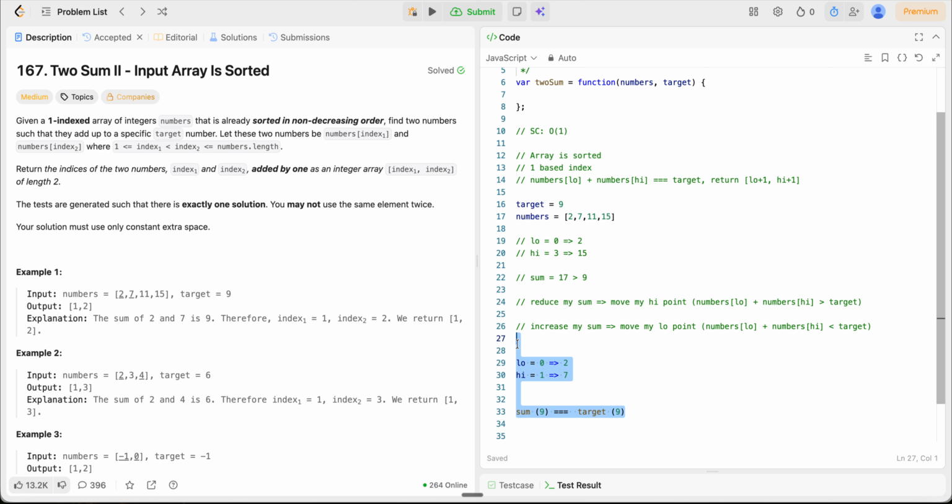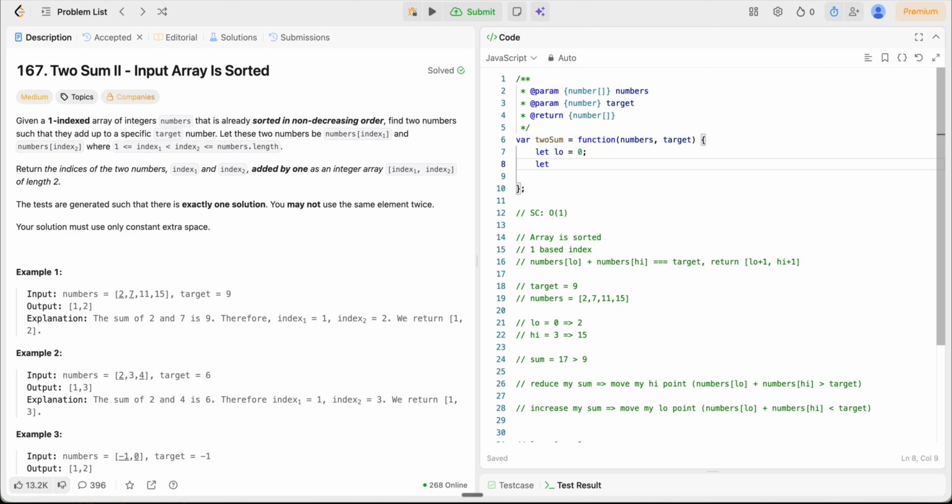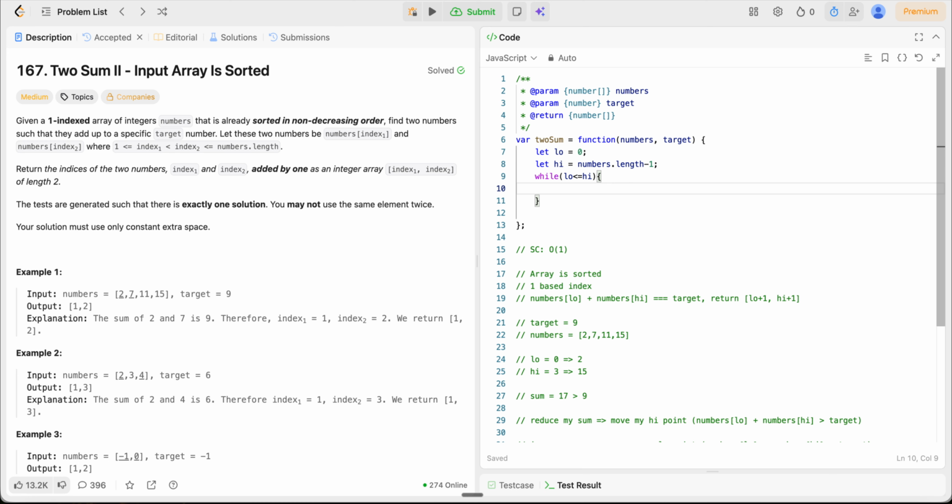So now let's try to code it up. Let me define my pointers. My low pointer will be at the start point. My high pointer will be at the end point, because this is a sorted array. And I know that the 0th index will have the minimum value and the last index will have the highest value. Now I will keep iterating over my array. I will just keep checking.